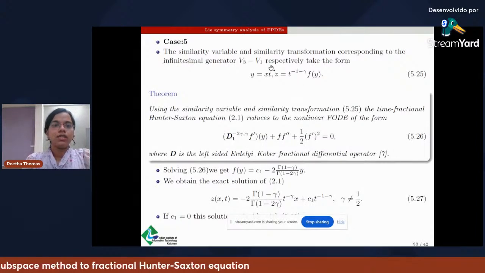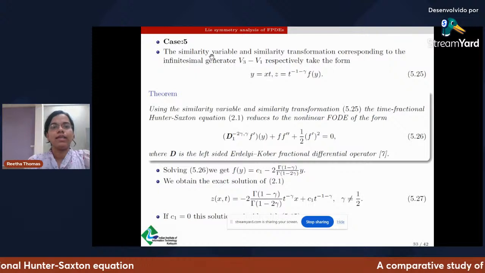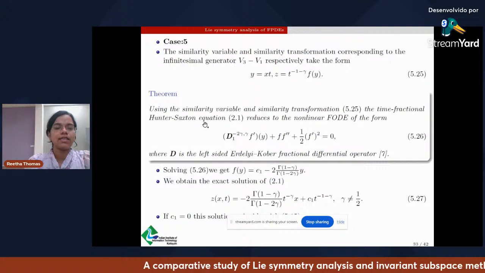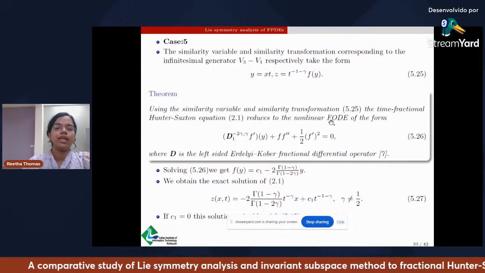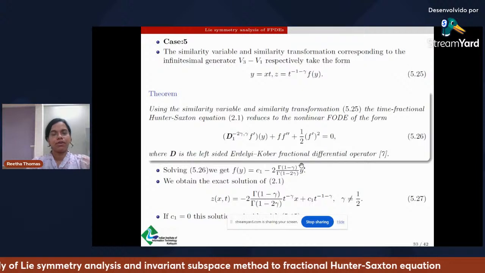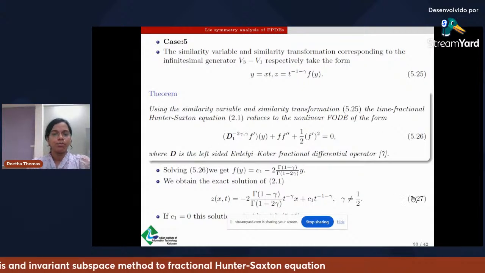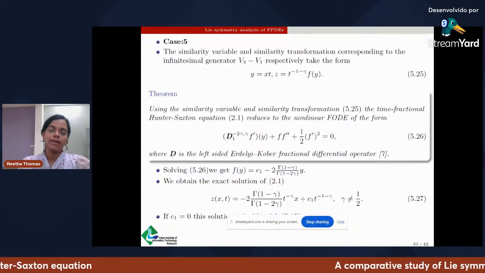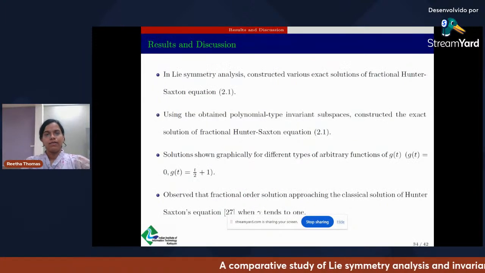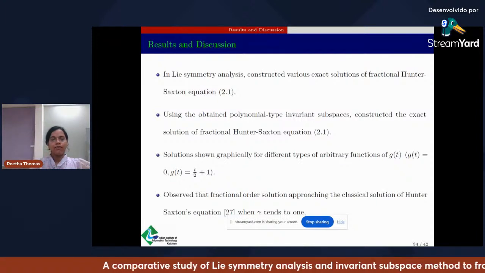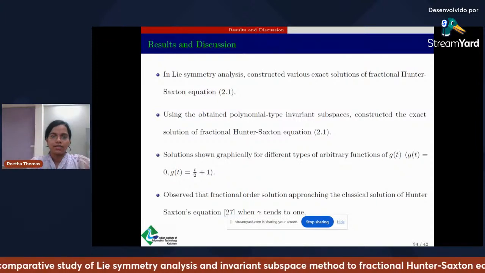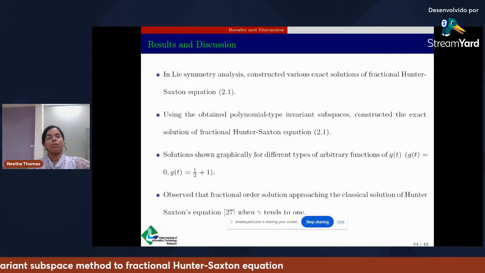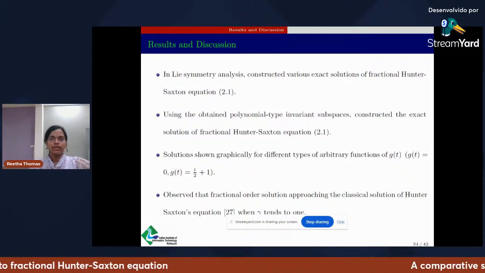V3 minus V1: this infinitesimal generator also gives a similarity variable and similarity transformation, which also reduce the fractional HS PDE to a nonlinear fractional ODE in terms of the Erdelyi-Kober fractional differential operator. Solving this, we can obtain the solution 5.27. And if we put C1 equal to 0, we obtain the same solution as in the first V1 case. So these are the two methods which are used to solve the fractional Hunter-Saxton equation. But we can use these techniques for any PDE and obtain the solution wherever possible.